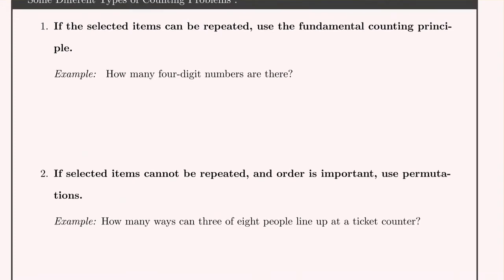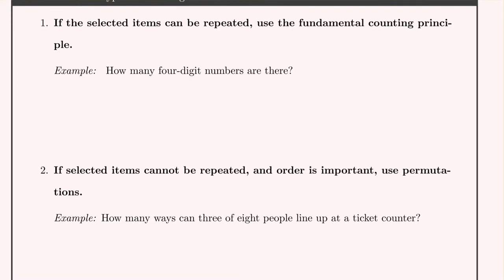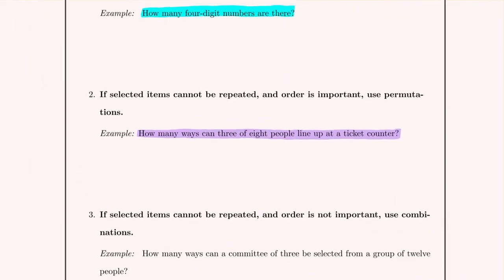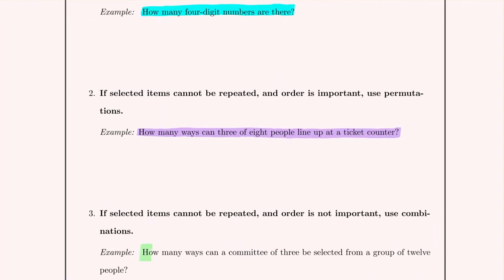So in our first example, it says, how many 4-digit numbers are there? And let's just read through the next examples too so we can get an idea of their differences. And then we'll come back to this. In the next example, it says, how many ways can 3 of 8 people line up at a ticket counter? So there's 8 people in all, but we only want 3 of them to line up. And then the final one is, how many ways can a committee of 3 be selected from a group of 12?